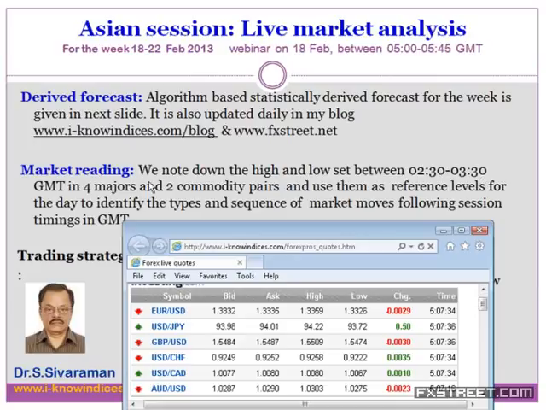manipulating the market. They set the initial low and the high around 3:30 GMT. From 2:30 GMT, they start setting the initial high and the initial low in different currency pairs, and then subsequently in 4 majors and 2 commodity pairs. Then subsequently, they either breach the high and go above, or breach the low and go below.